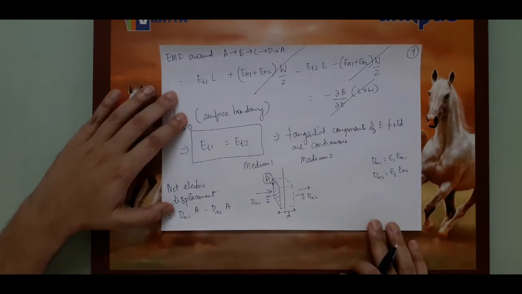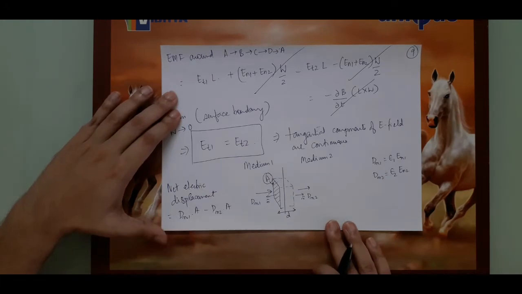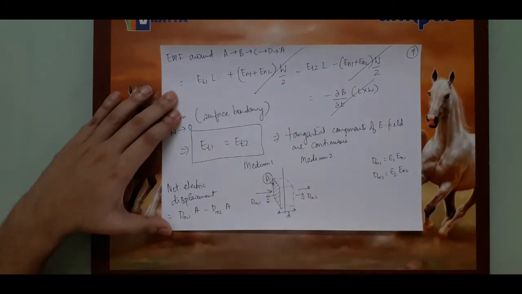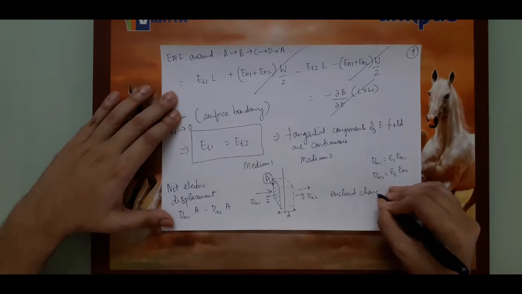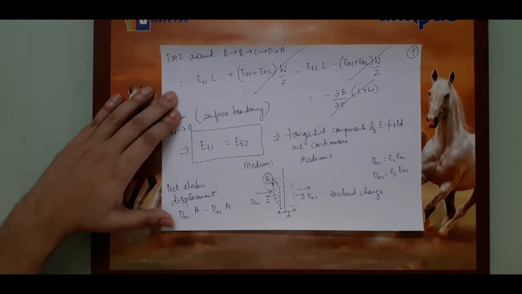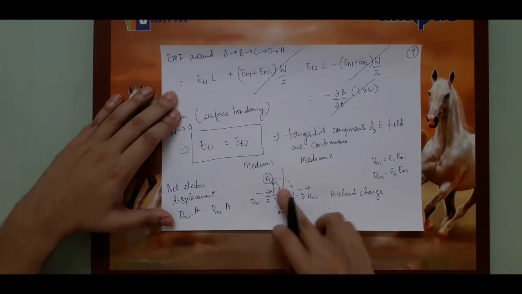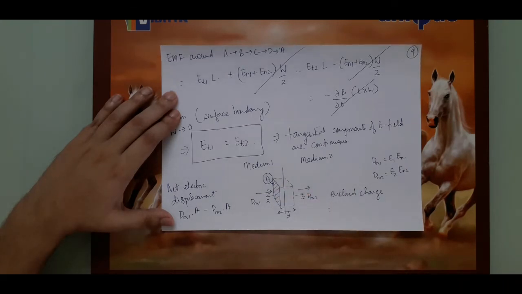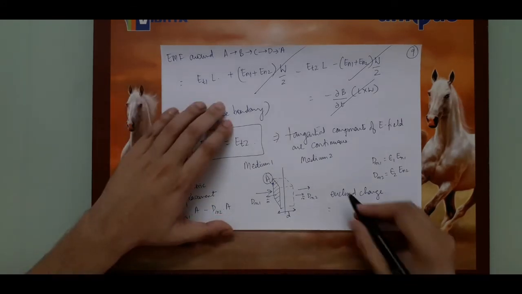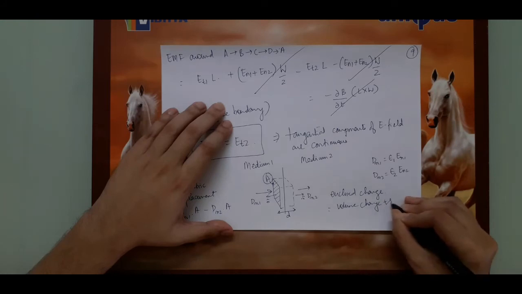So what does Gauss's law state? It states that the net electric displacement is nothing but the enclosed charge. So what is the enclosed charge? The enclosed charge is a function of the charge density both at the volume and at the surface. So the charge will be nothing but volume charge plus surface charge.